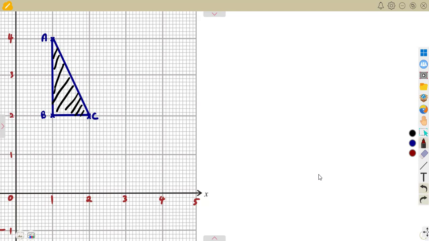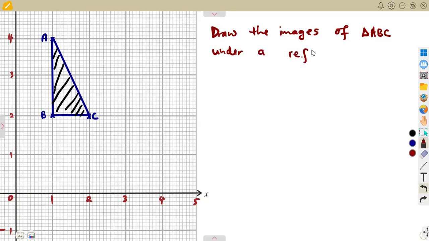Okay. So let's start with a reflection, because we said translation, remember, there are no matrices, just a vector there. So just revise your normal part. So let's say the question is draw the images. So you want to draw the images of triangle ABC under a reflection.